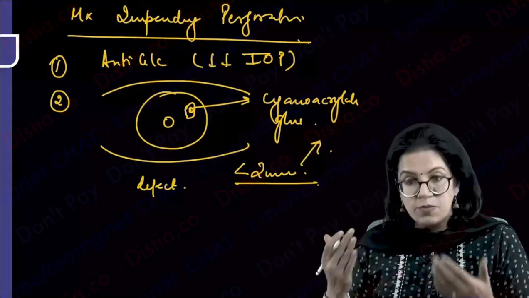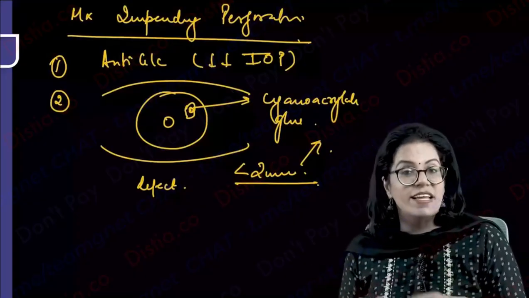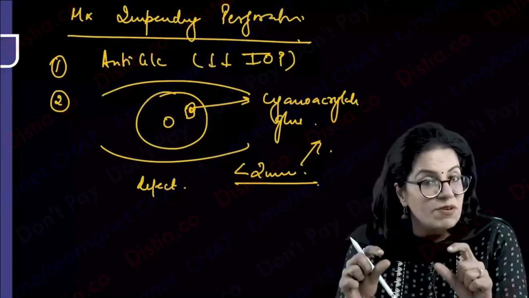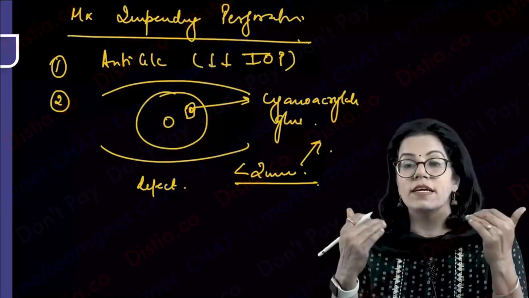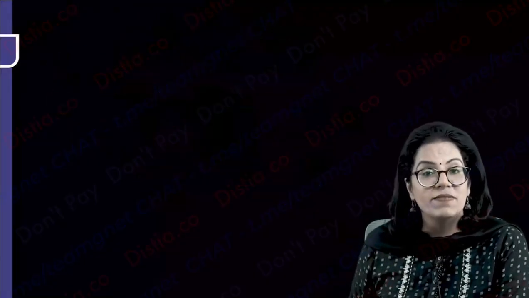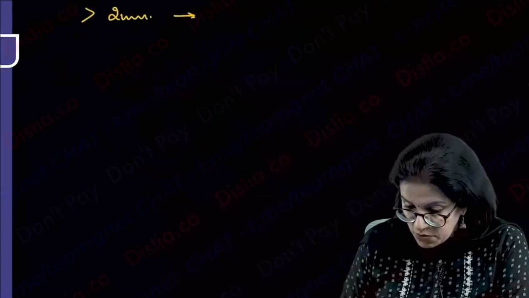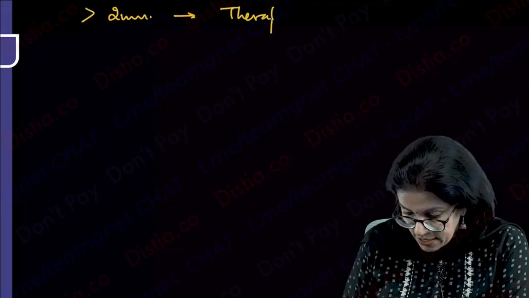But if the perforation is more than that, at present we are talking about impending, even then we are putting a cyanoacrylate to prevent perforation. But suppose a patient already has perforation. If it is less than 2, we can manage again with cyanoacrylate. But if it is more than 2 millimeters in size, then you have to go for therapeutic keratoplasty.